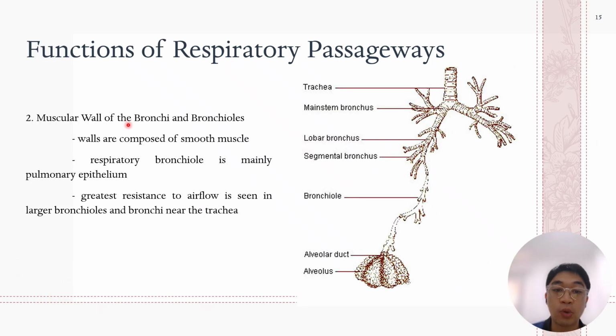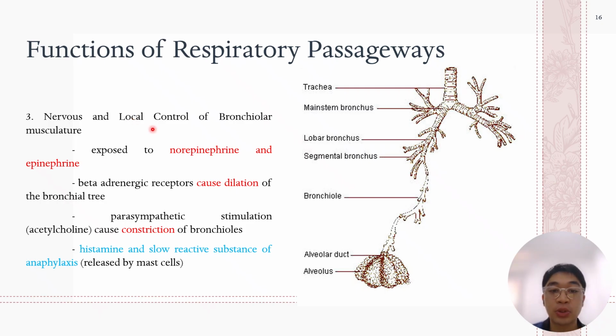Now, the walls of our bronchi and our bronchioles are composed of smooth muscle. Okay? Our respiratory bronchiole is mainly made up of pulmonary epithelium. So the greatest resistance to the airflow is seen in our larger bronchioles and the bronchi near your trachea.